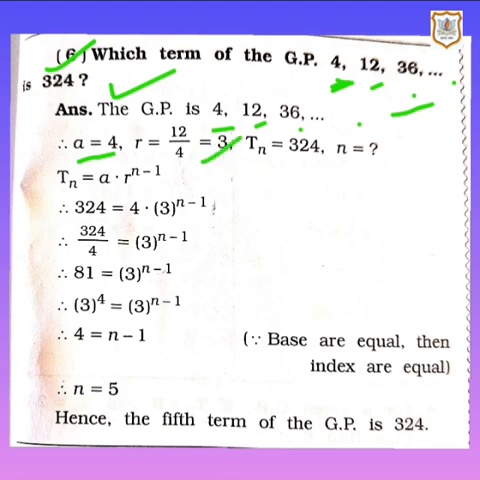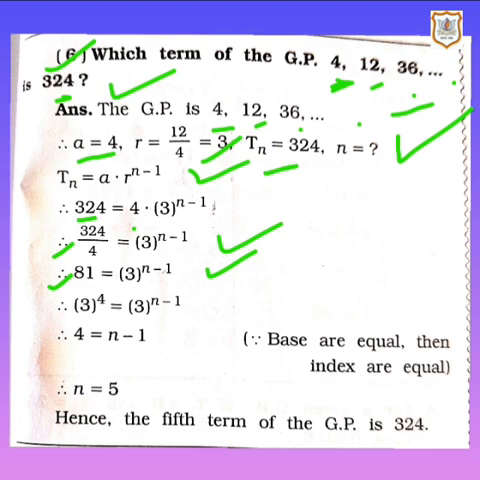Tn is given, that means 324. Tn is given, so we have to find n here. So we'll apply the formula of Tn. Tn is equals to A multiplied by R to the power n minus 1. The value of Tn is given 324. A is 4, so 324 is equals to 4 multiplied by 3 to the power n minus 1. So 324 divided by 4 is equals to 3 to the power n minus 1. This is 81 is equals to 3 to the power n minus 1.